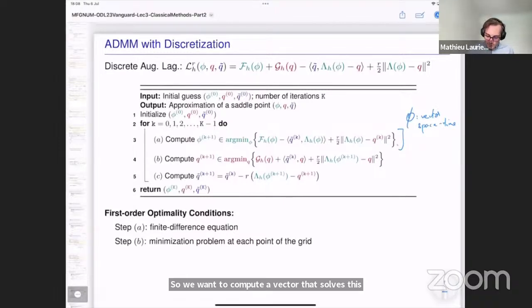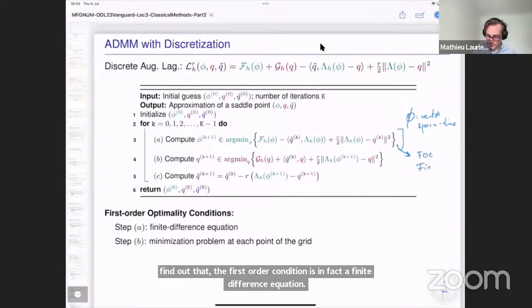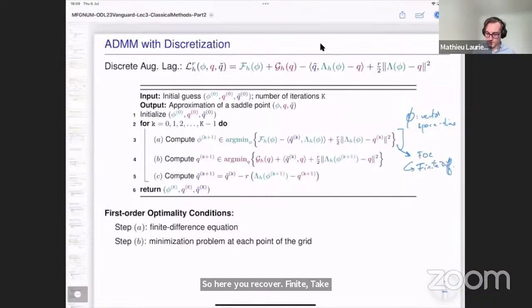If you write the first order optimality condition here, you will find out that the first order condition is in fact a finite difference equation. So here you recover a finite difference equation, which characterizes the optimizer. And then you somehow just need to solve this finite difference equation.